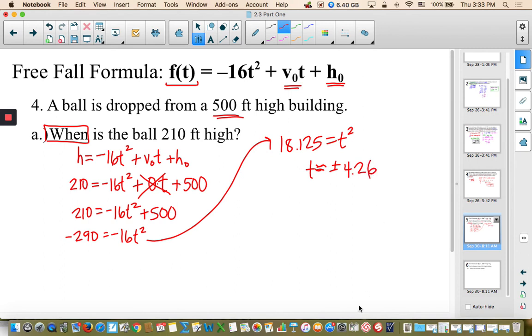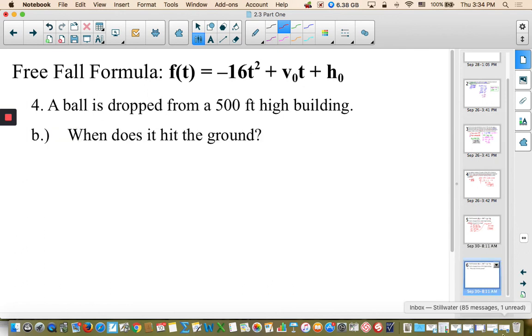Well, the negative part of my answer doesn't make sense here, so I'll just take the positive part of my answer. It will take 4.26, and if you remember, t was being measured in seconds. It will take 4.26 seconds to reach a height of 210 feet. Part B, when will the ball hit the ground? Well, I'm going to use this same formula right here. This is my height. When the ball hits the ground, if you think about it, the height will be 0.